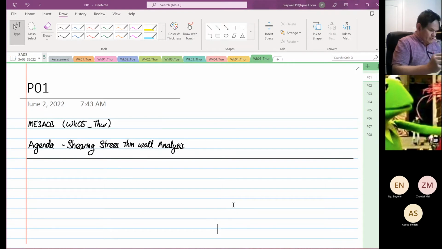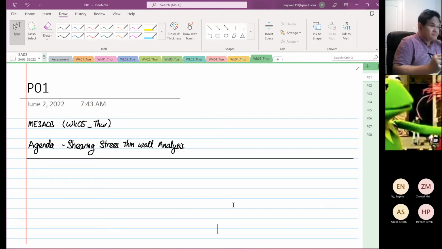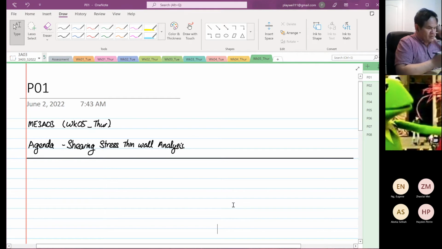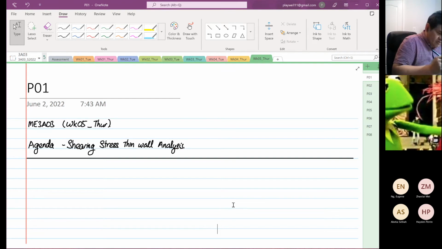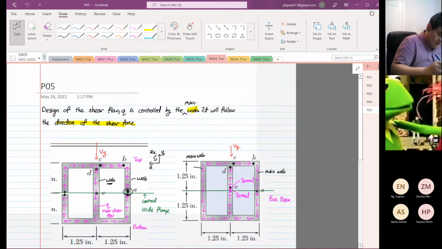Okay, but for today, I'm going to lecture the shearing stress using thin wall analysis. We started thin wall last week on Tuesday, so let me quickly recap about thin wall analysis. Very quickly.